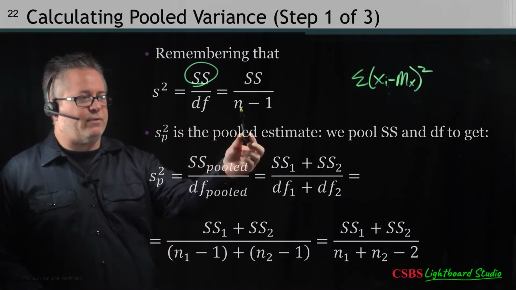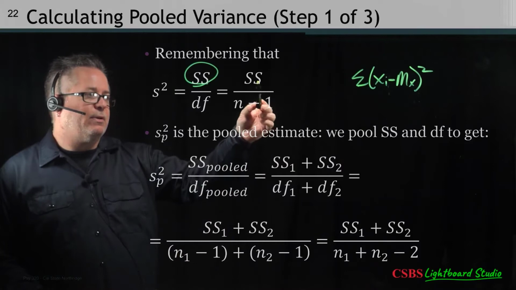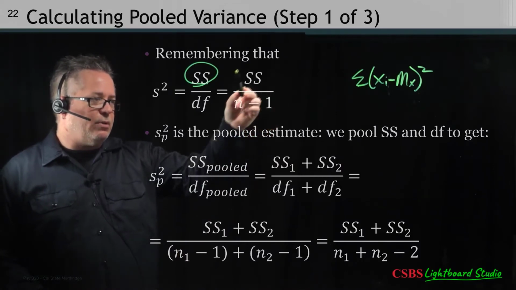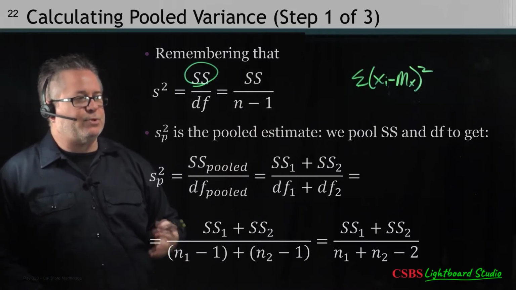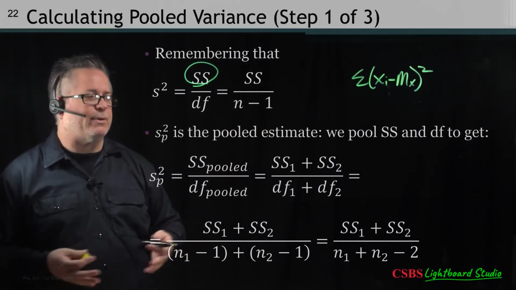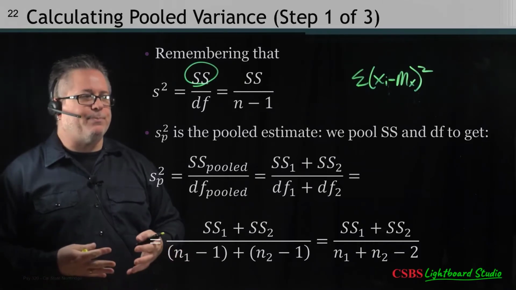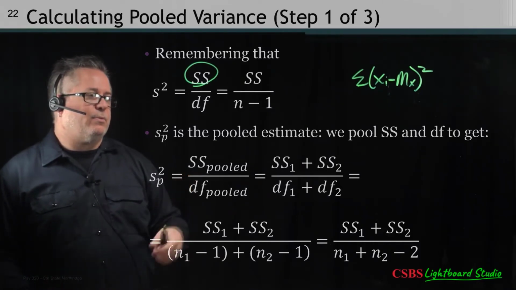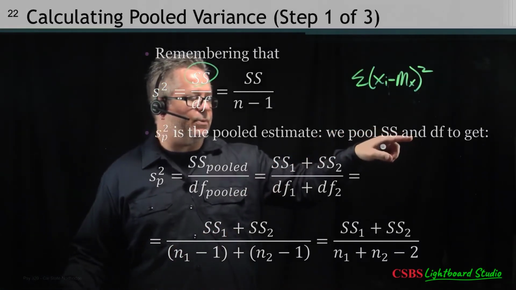Degrees of freedom typically is the number of people in the sample minus 1. So knowing that any variance is the sum of squares over degrees of freedom, we can use that information to pull things together. If I want to pull them together, I need to pool the sums of squares and I need to pool the degrees of freedom. So the pooled variance is, if we pool the sum of squares and degrees of freedom, we can get it.